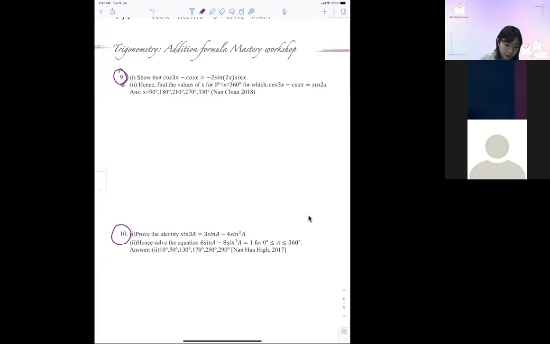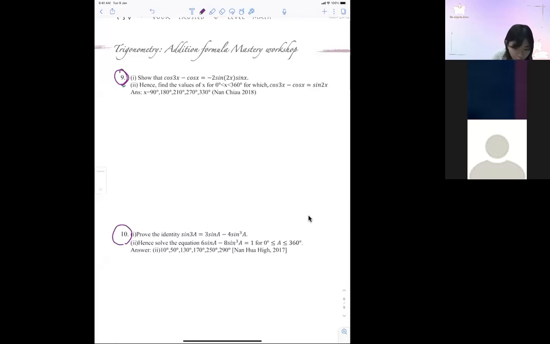Okay, I'm doing question 9. Whenever they say show, you can only start from one side. So we start from this side. You don't have to copy this end already. We only start from one side, so we can start from the right hand side.